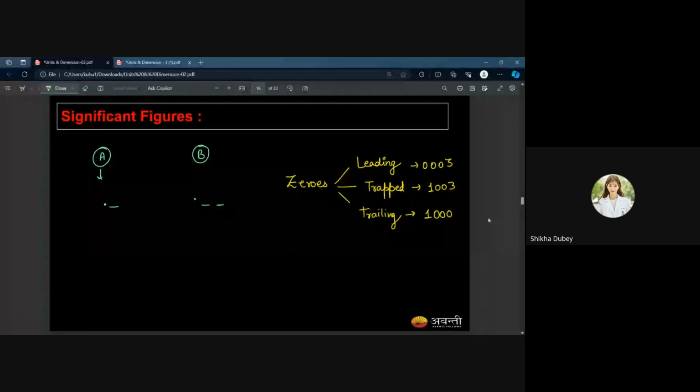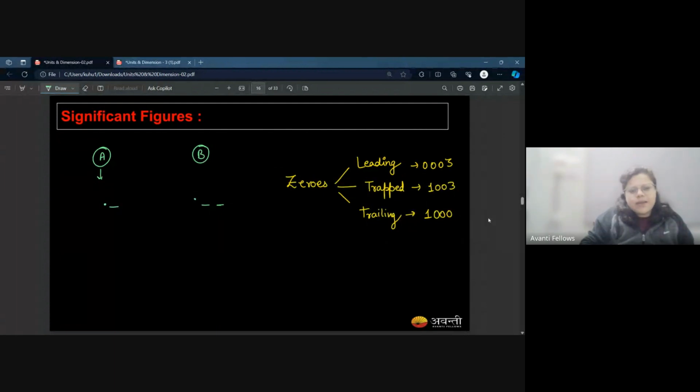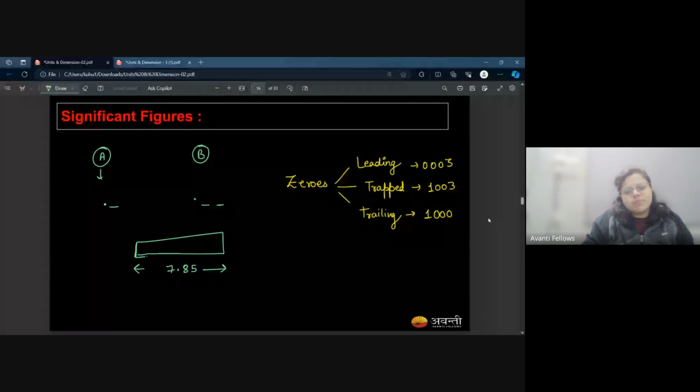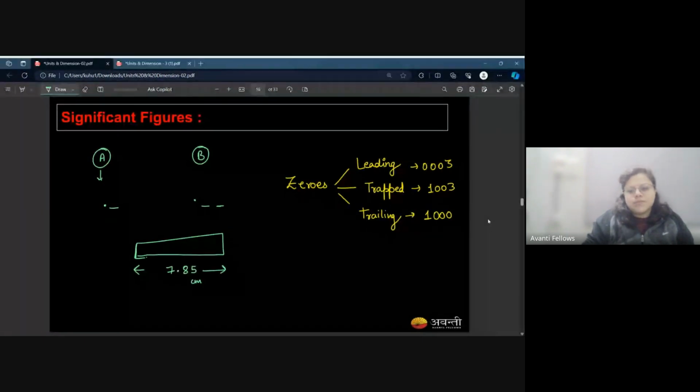B skill. B. Very good. Yes, because you can answer me over here. For example, I gave you an object to measure the length of it, and I said, just give me the data. I know the actual length of this object is, let's say, 7.85, some centimeters. This is the dimension, sorry, the length of this object.